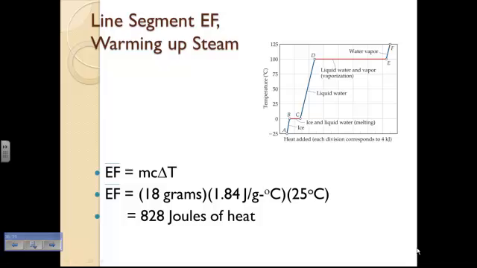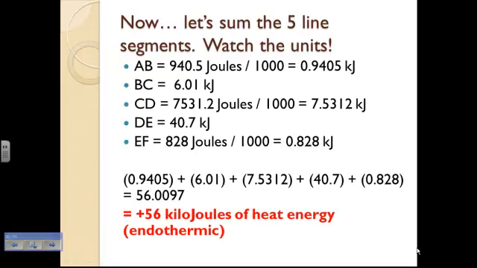To move from 100 to 125, that represents a delta T of 25 degrees Celsius. Hit with me the mass of 18 grams times the specific heat constant for steam, 1.84, times the delta T of 25. And your screen should say, as mine does, 828 joules of heat, an endothermic positive value. We have solved 5 different line segments. The next thing we'll need to do is to sum to get the total value.